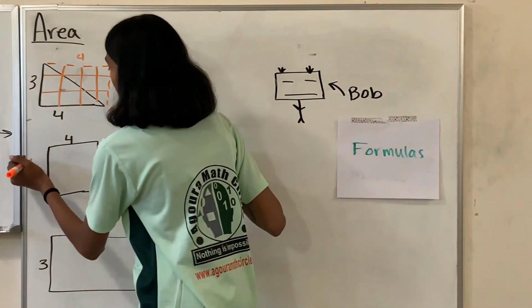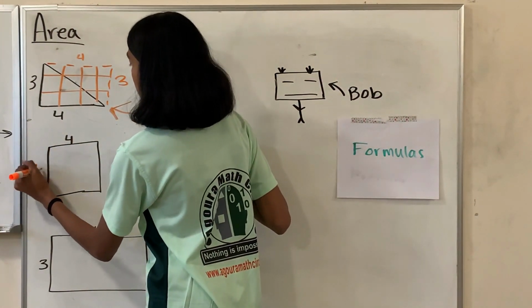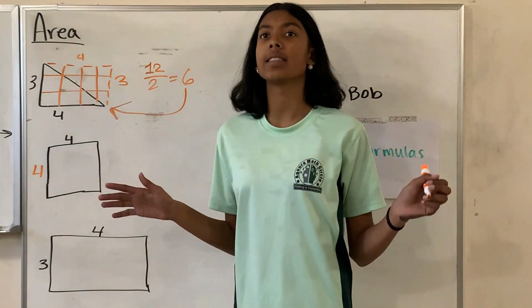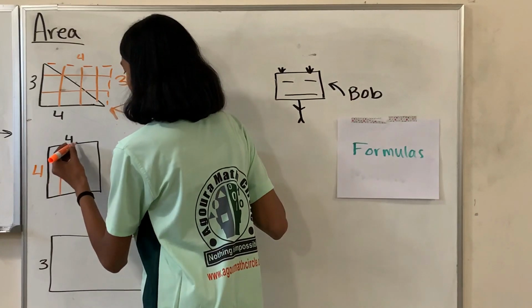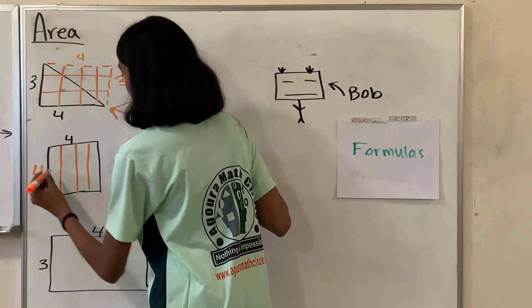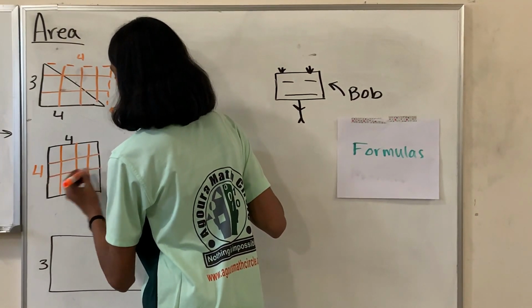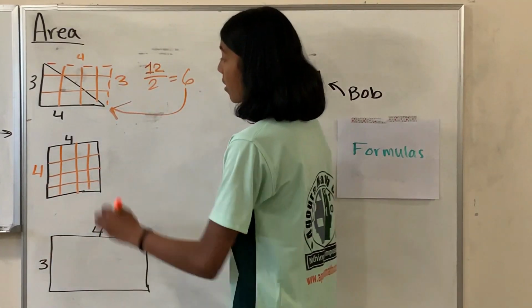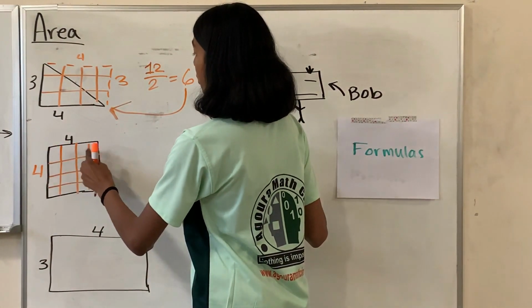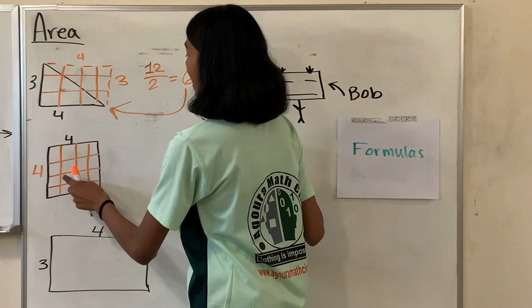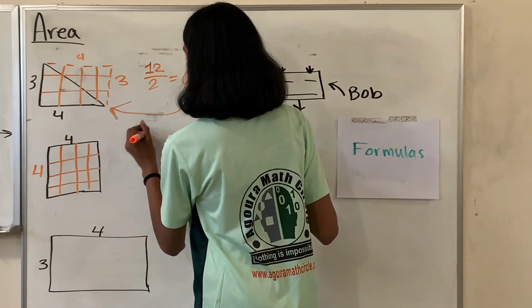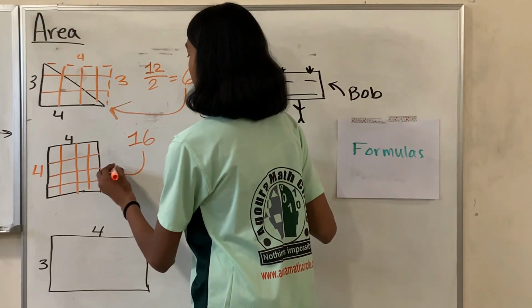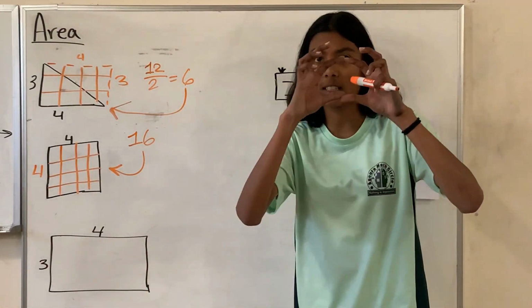So the square, as we know before, this is also going to be 4 because all sides in the square are equal. So we're going to split this into 4 parts. We're going to split this into 4 parts. And when we do that, we see that there's 1, 2, 3, 4, 5, 6, 7, 8, 9, 10, 11, 12, 13, 14, 15, 16, 16 squares. That means our area is 16 because there's 16 little squares.